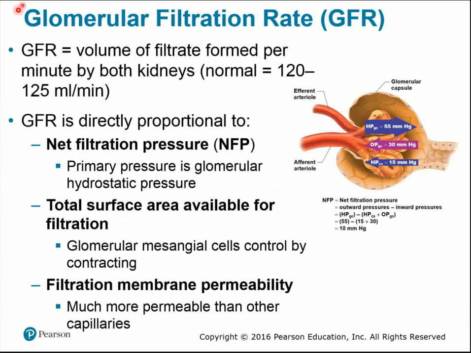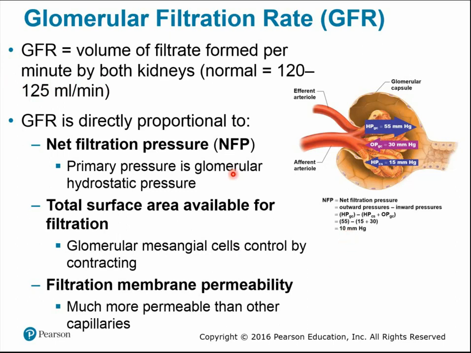So the glomerular filtration rate, or GFR, is just the volume of filtrate formed per minute by both kidneys. So it's kind of like the cardiac output of the kidneys. So basically the filtrate output, filtrate formation by both kidneys per minute. Okay? So it's going to be directly proportional to that net filtration pressure. And so that's kind of the primary force pushing out those solutes and fluids.